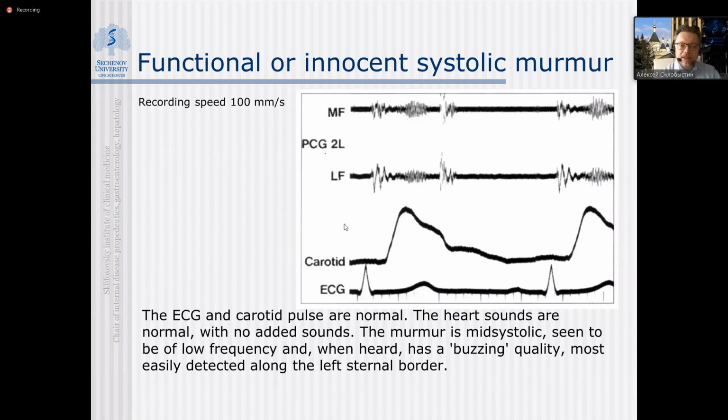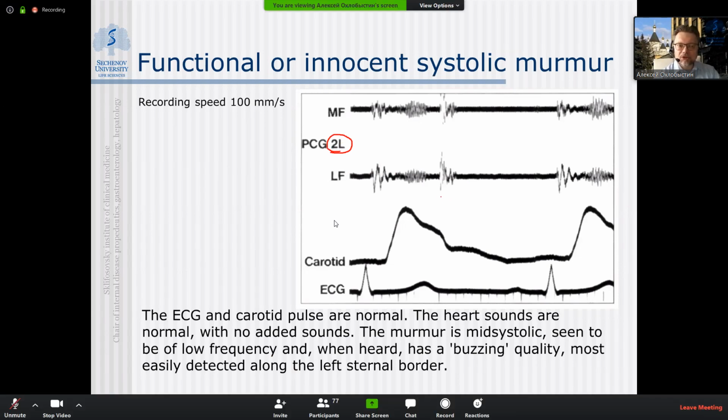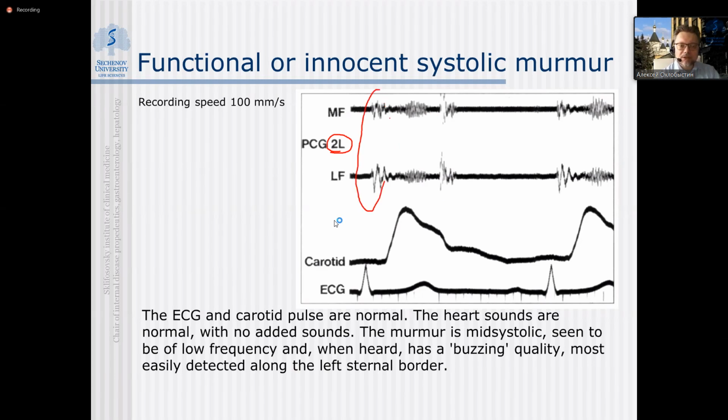Here it is, that is a PCG in second left interspace. That is the PCG over the pulmonary artery. And in that case, we should not assess S1. Here it is, but it should be assessed on the apex of the heart, not here. We have absolutely normal second heart sound. S2 is normal. Please notice the normal interrelation.